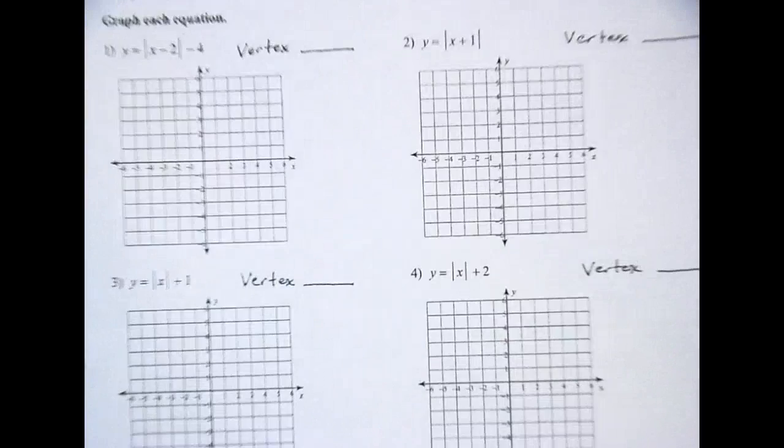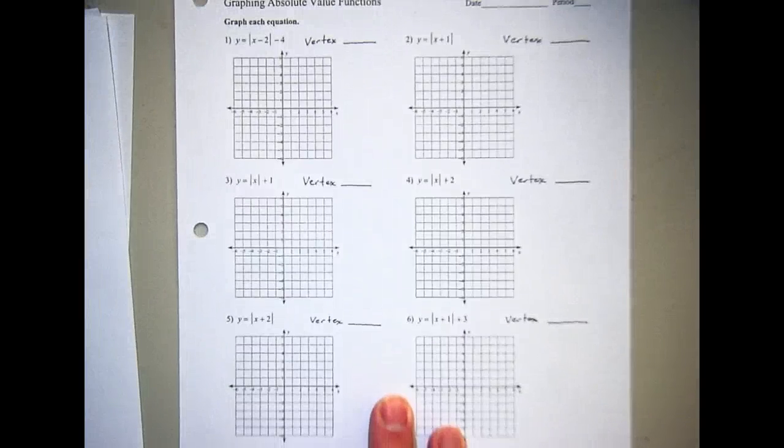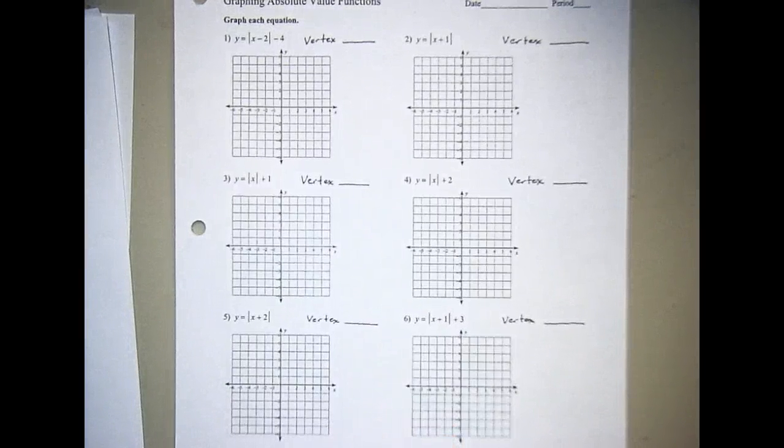Where are we going to graph it? Yep, go ahead and identify the vertex and then put a dot where it is and just sketch a picture of what it looks like. Don't worry about how wide or narrow the lines are or anything. Just identify the vertex and sketch the picture real quick.